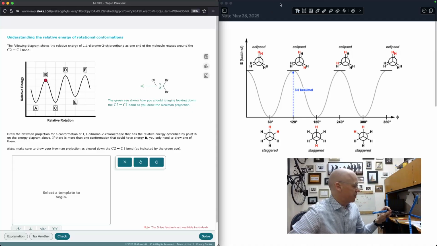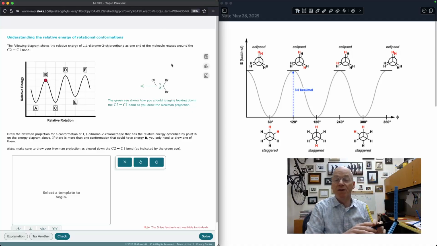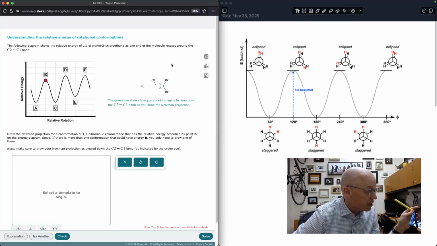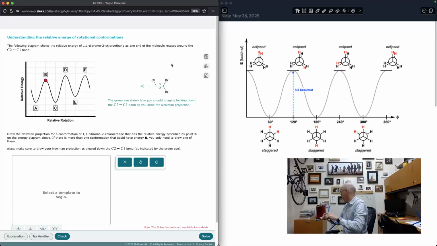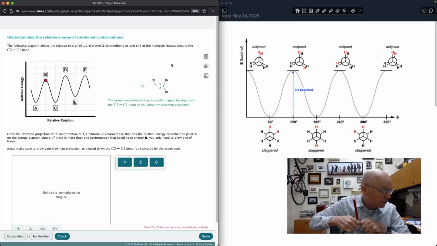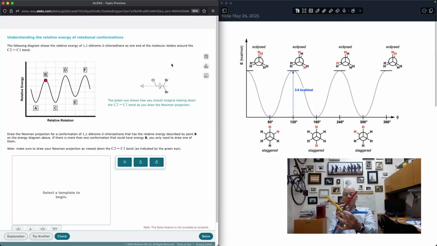Well, the structure that you're asked to evaluate in this topic is not, I hope this is recording, is not ethane. It's more complicated. What this is, looks like it's dibromochlorine. So let's say that the bromines are the biggest, but they're both on the same side.